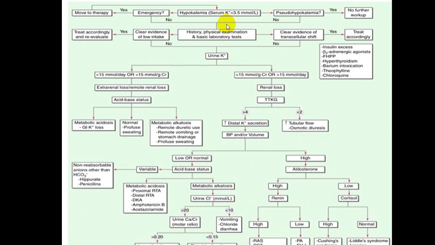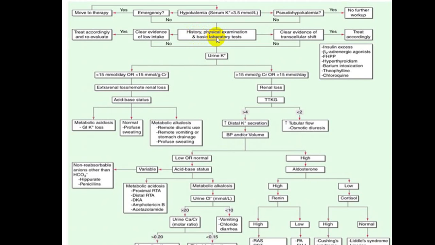This is a very good algorithm, which gives you a very good idea of how you find out the different conditions and how you approach them. Almost everything has been discussed. This is a very good slide, so go through it at leisure. It gives you almost complete detail regarding all the different mechanisms and etiologies, and how you identify those conditions. If a person has hypokalemia, you get a good history, good physical examination and basic laboratory parameters.